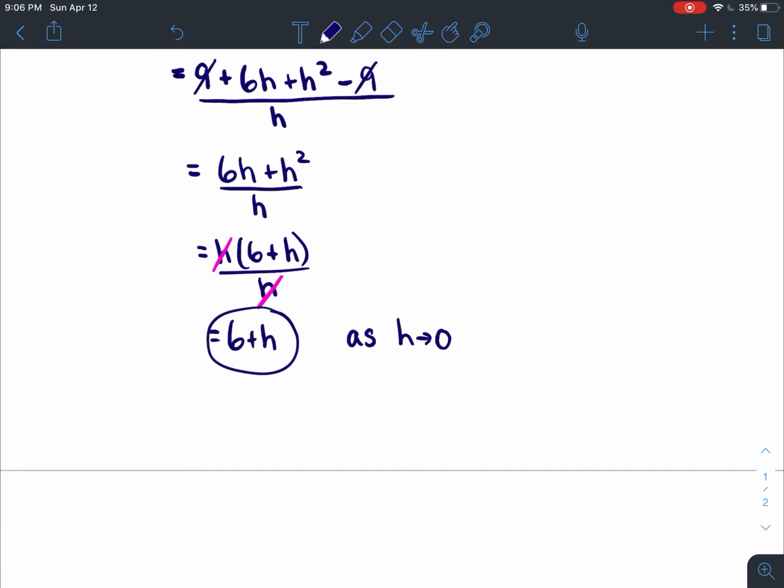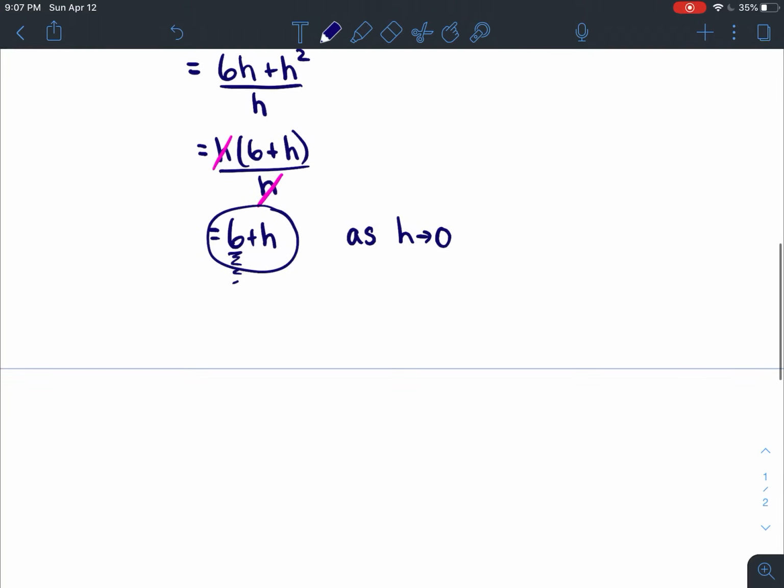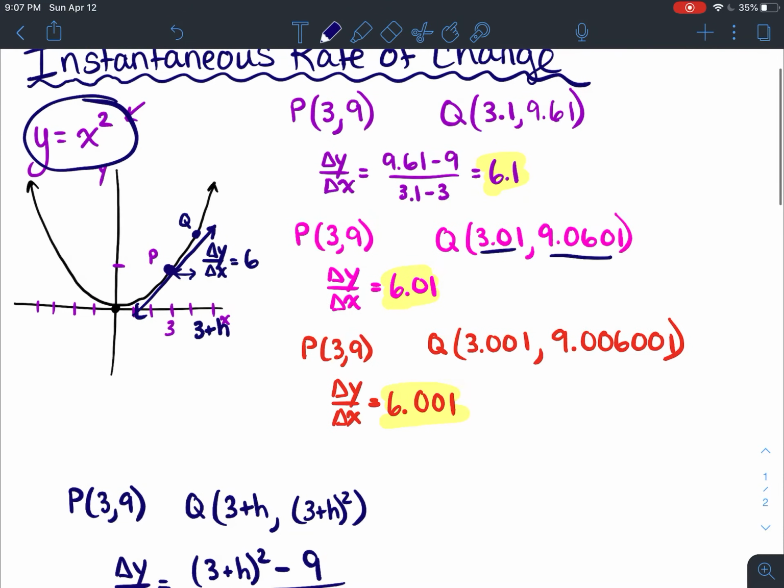it looks like this situation right here, 6 plus H, is going to approach 6, right? Because as H becomes closer and closer to 0, this equation is getting closer and closer to 6. So I know it's a bit confusing, but we can now say that the limit as H approaches 0 of 6 plus H is equal to 6. So it's just saying that as H is getting closer to 0, this equation here, 6 plus H, is going to be 6. And we saw that in the average rate of change.